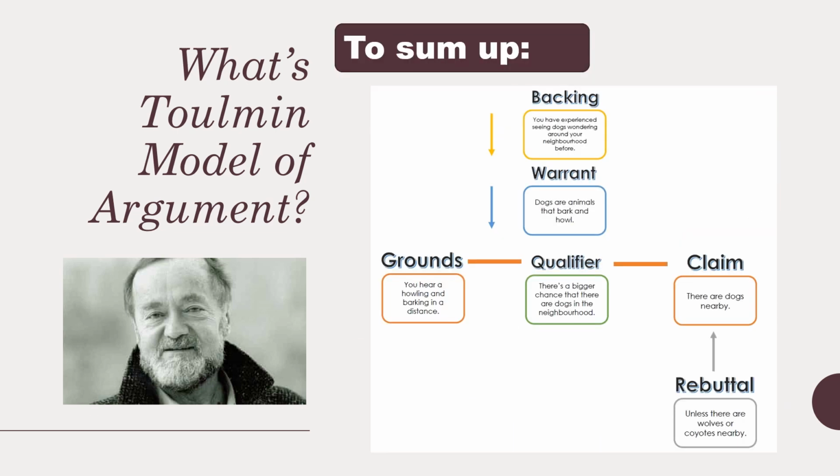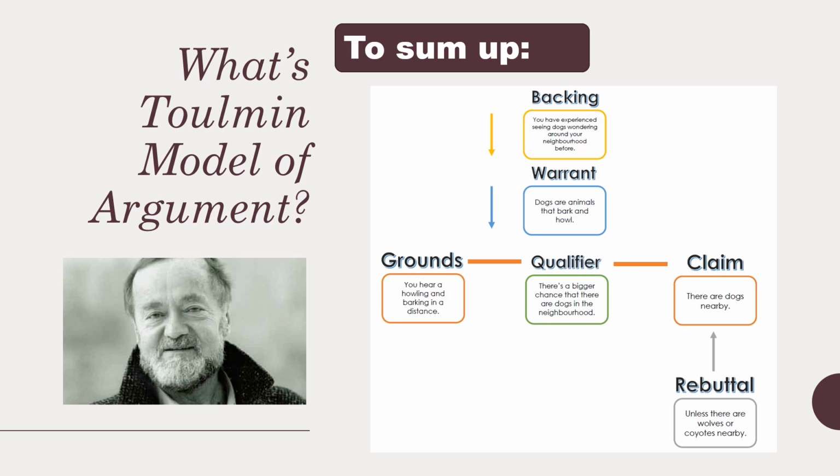All right. So to sum up the argument just now, as you can see here, this is the infographic. The claim is there are dogs nearby. The grounds is you hear howling and barking in the distance. And then you have warrant to support your grounds: dogs are animals that bark and howl. And then you have backing to back up your warrant, that is, you have experience seeing dogs wandering around your neighborhood.